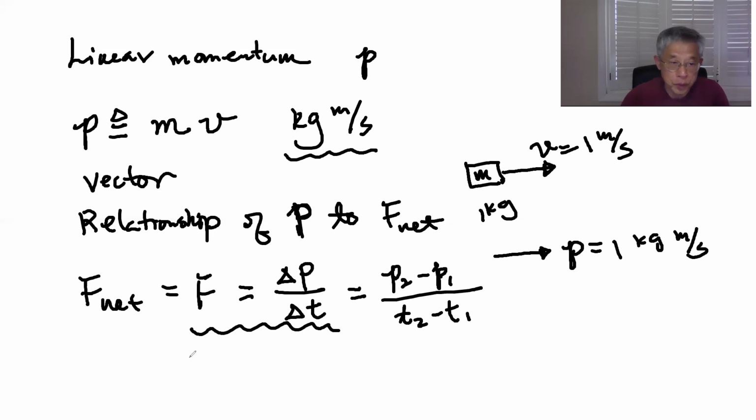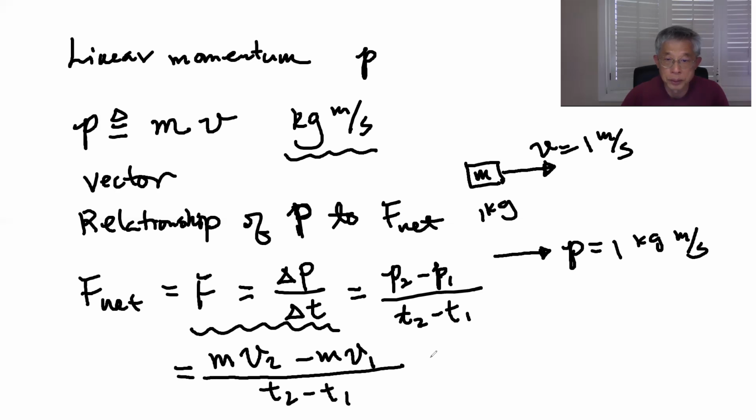And then we'll put the mV in there. So this is equal to mV2 minus mV1, okay? For the P2 and P1. This is T2 minus T1. So then this is equal to m delta V, so V2 minus V1 is delta V, and then delta T. All right? So that's what we found.